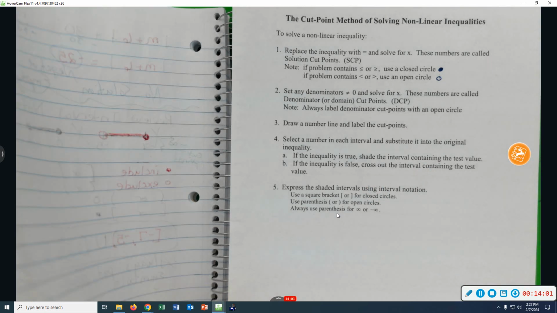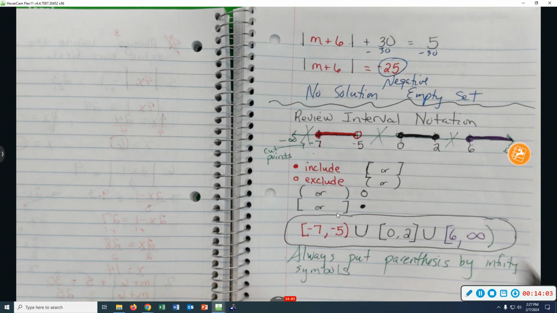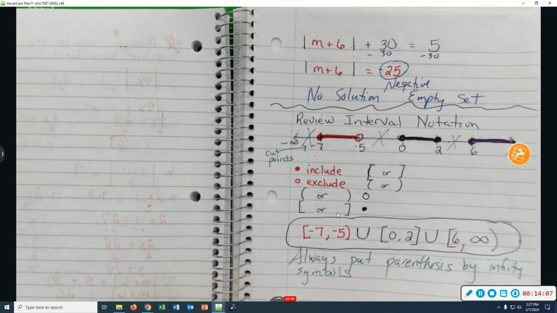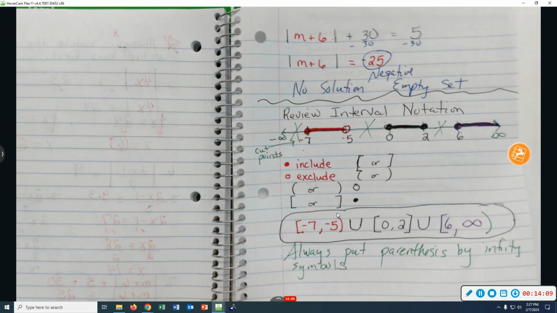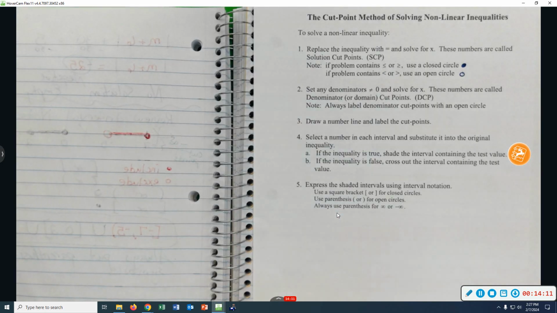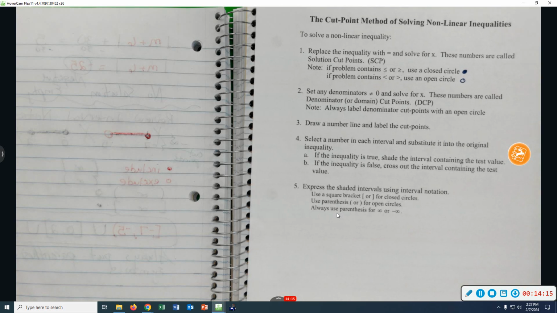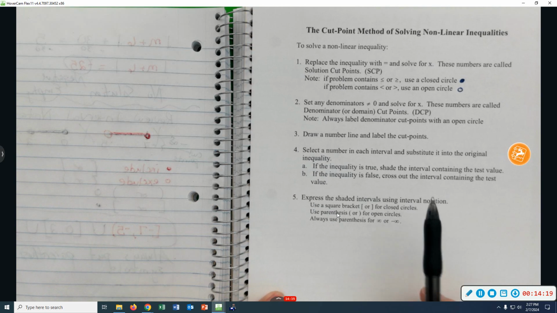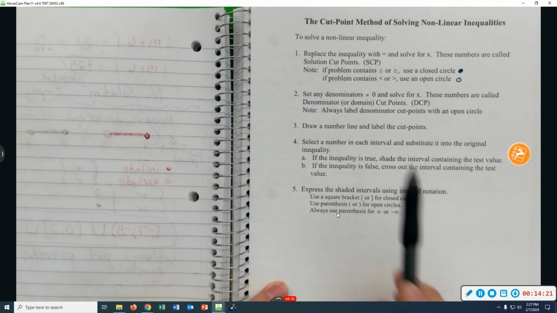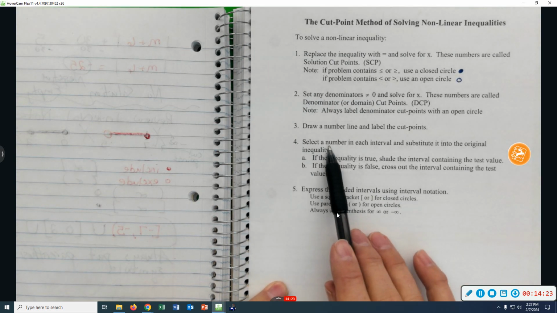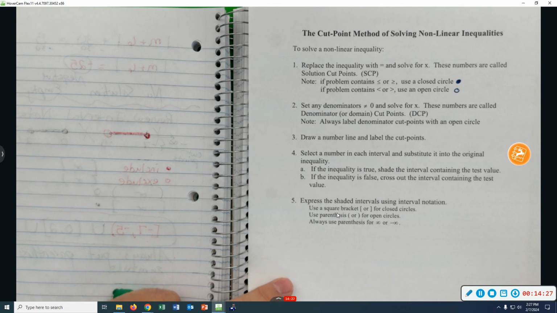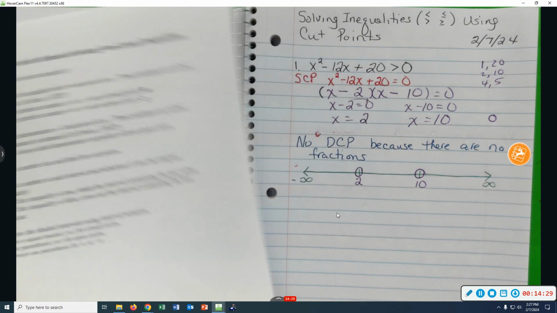The way it's going to look is like what I did over here. Some of the intervals will be shaded, others will be crossed out. I'll try to justify why this method is working and what it's doing later. But right now I just want to go through the sequence of steps and convince you that this method actually works. So step 4: select a number in each interval and substitute it into the original inequality.